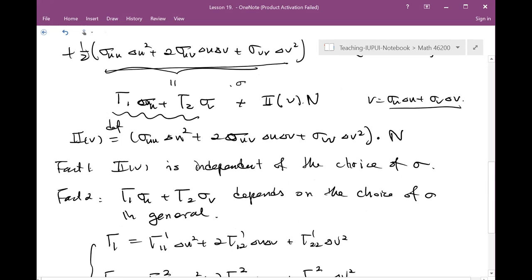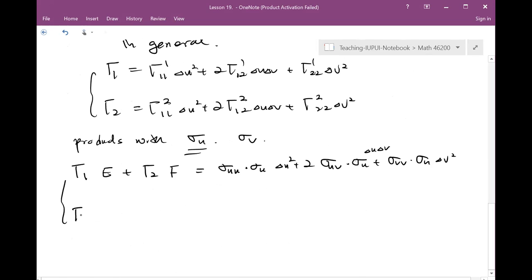and the dot product with sigma V. Then sigma U dot sigma V is going to be F here, and sigma V dot sigma V will be G. And this side is still the same, dot sigma V.